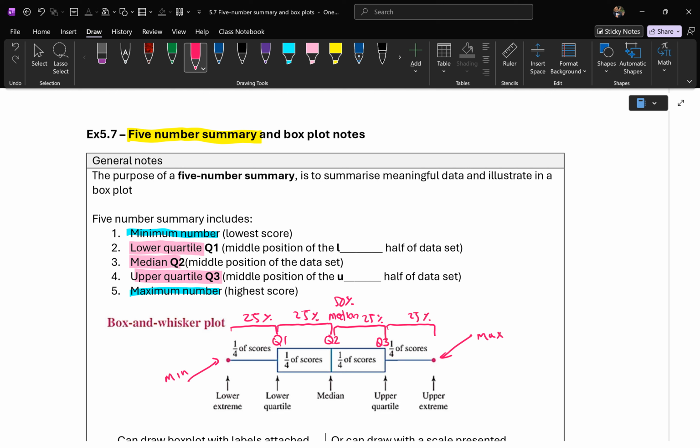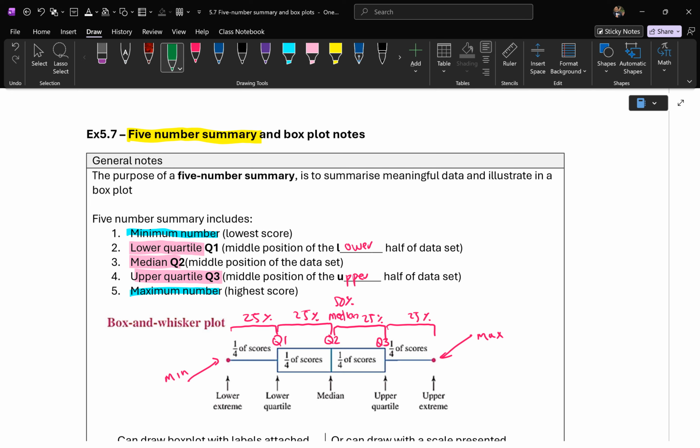What are these 2 words here? Quartile 1 is the middle of the lower half of the data set, whilst Q3 is the middle of the upper half of the data set.